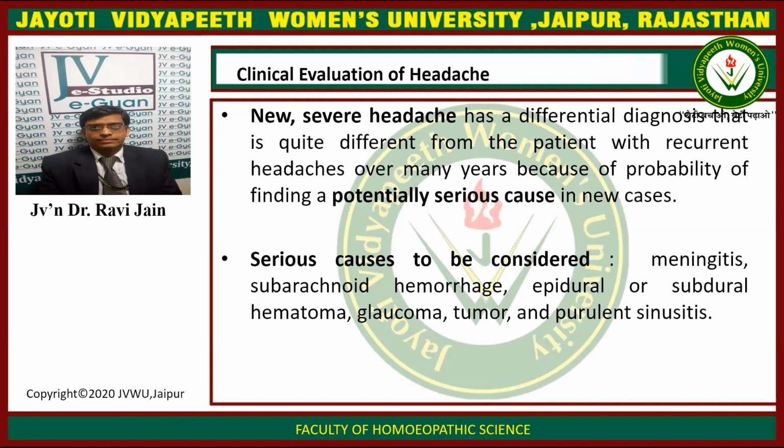The serious causes to be considered. अब अगर कोई नया केस आ रहा है हमारे पास में सडन हेडेक बहुत सीवियर हेडेक का तो क्या क्या सीरियस कॉजेज उसमें हो सकते हैं जिसका आपको सोचना पड़ेगा. There can be meningitis. Meningitis की वजह से सीवियर पेन आता है, immediate आपको ट्रीटमेंट देना पड़ेगा. There can be subarachnoid hemorrhages. There can be epidural or subdural hematoma. There can be glaucoma, tumor or purulent sinusitis. All these things can happen.